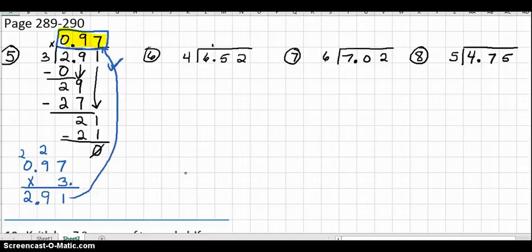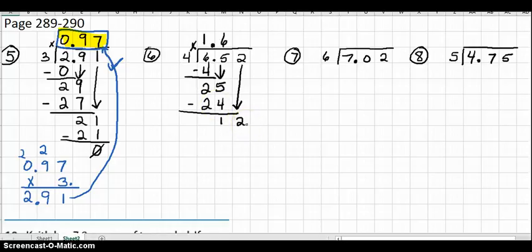So I'm ready to do number 6. I bring my decimal up to the top, put my times mark. What times 4 will get me close to 6? 1 times 4 will get me to 4. I subtract and get 2. I ignore my decimals, bringing down my 5. What times 4 will get me to 25 or close to it? I can do 6 times 4, which is 24, and I subtract and I get 1. And I bring down my 2. What times 4 will get me to 12? 3 times 4 will get me to 12. And I subtract and I get 0.